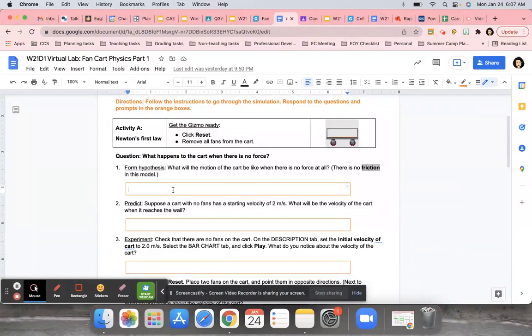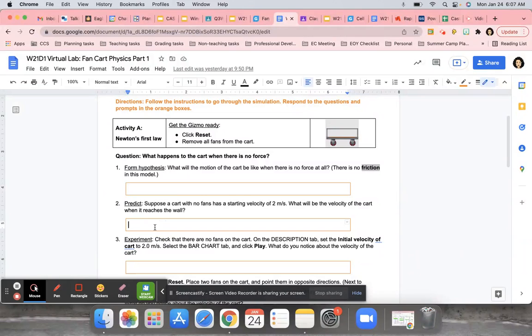So form hypothesis. What will the motion of the cart be like when there is no force at all? Meaning there is no friction in this model as well. Okay, what do you think, it's going to change its motion or it will remain to do its motion?